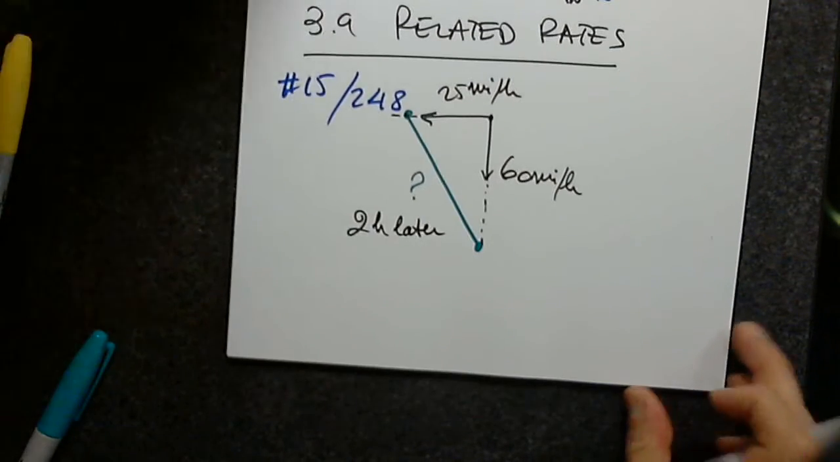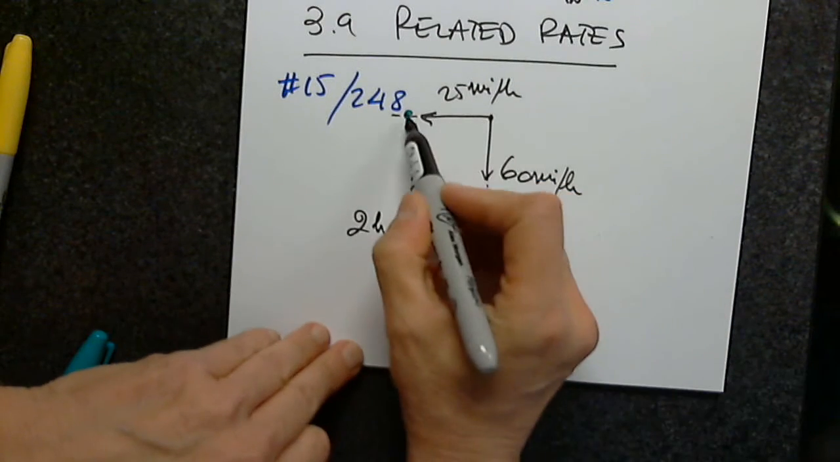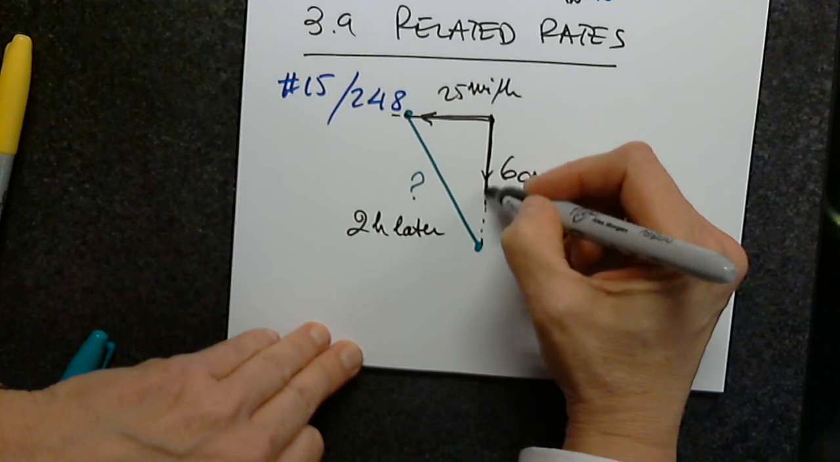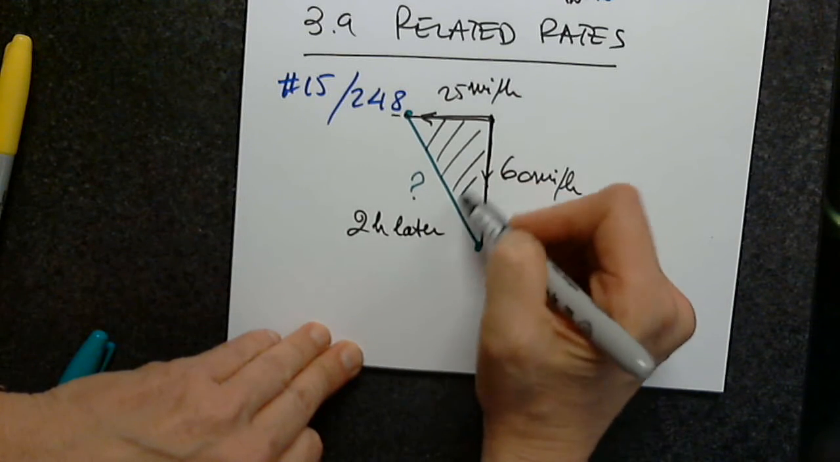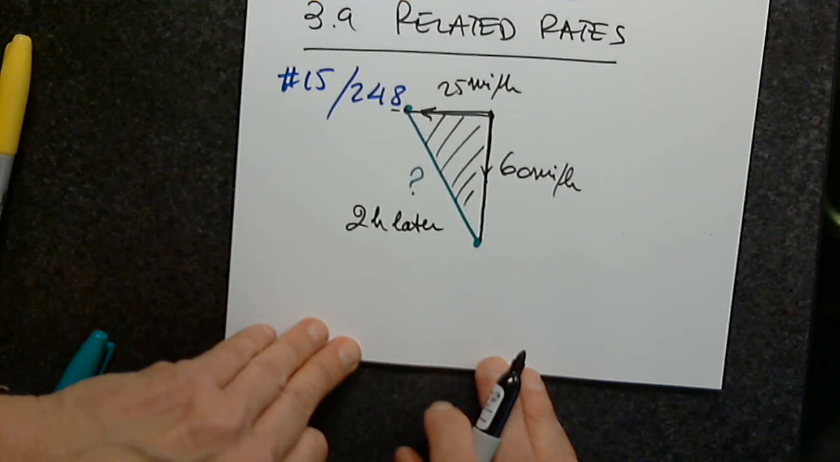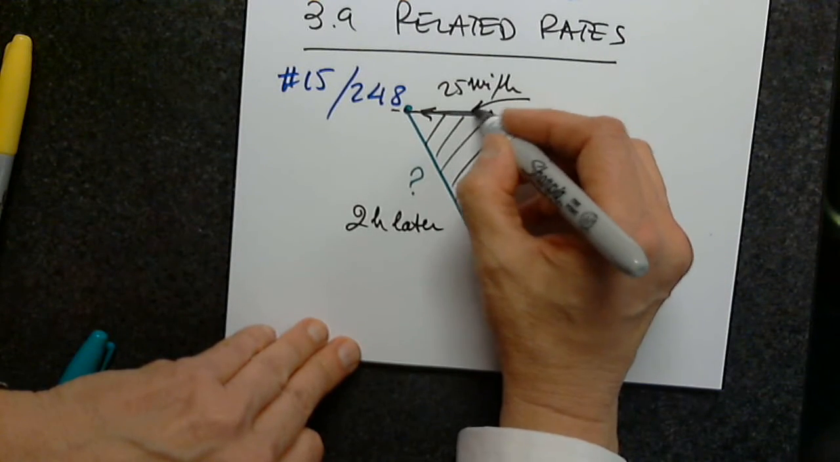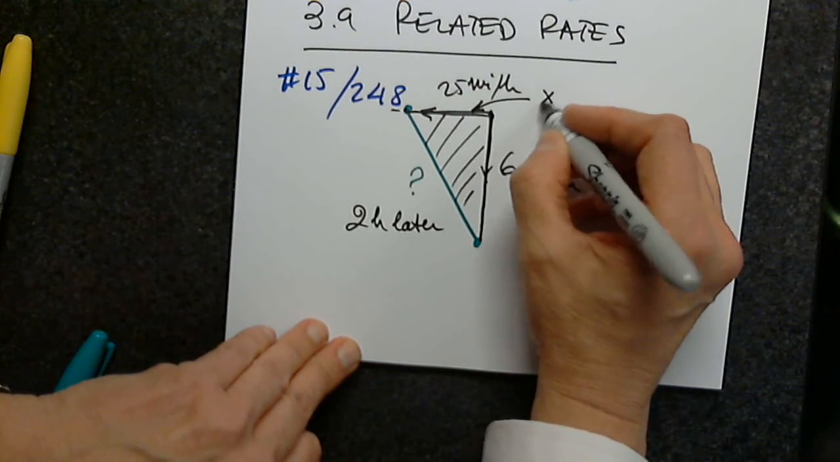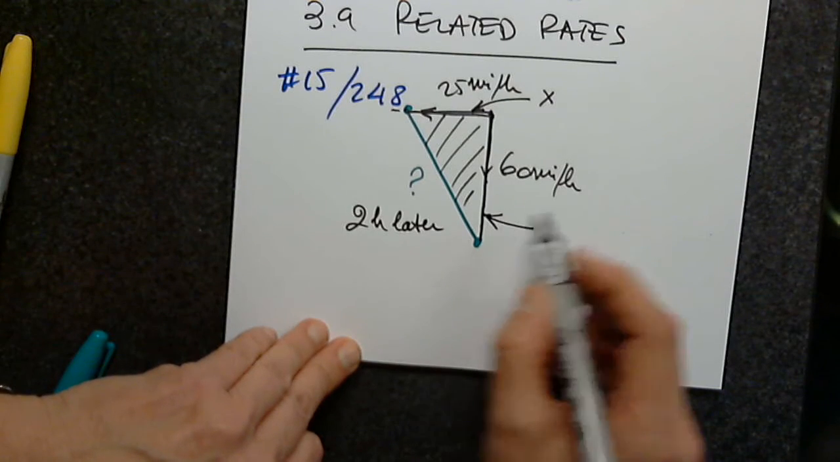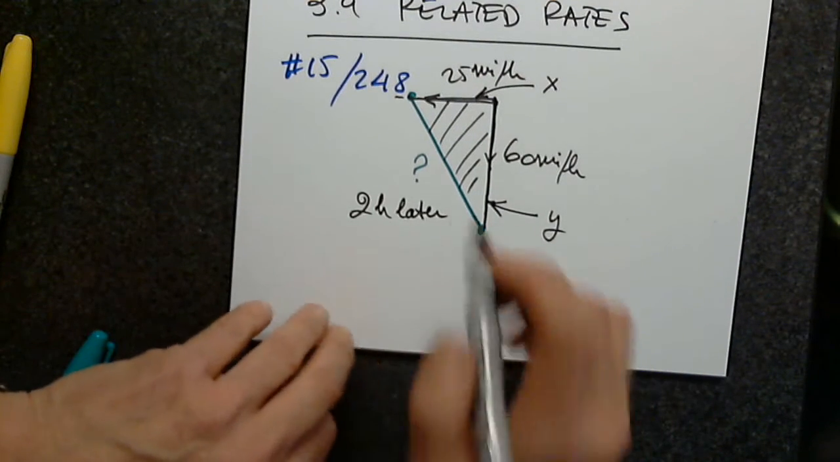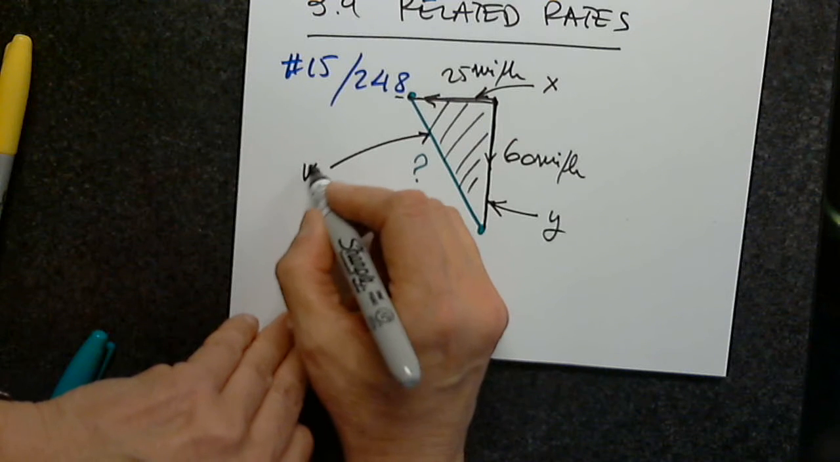Very good. So obviously, there is a triangle here. And this is a right triangle. I will denote this by x. I will denote this by y. And let's say we will denote this by w.